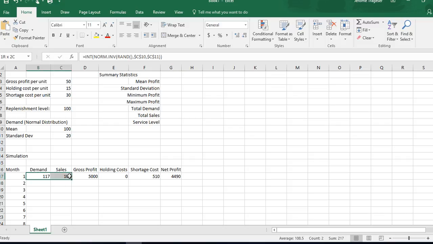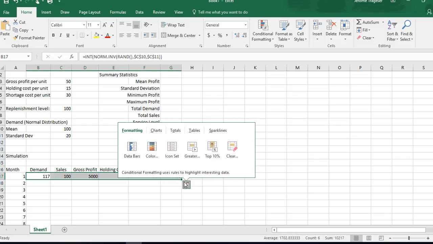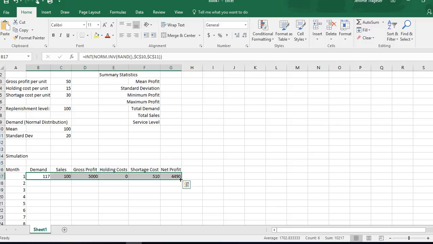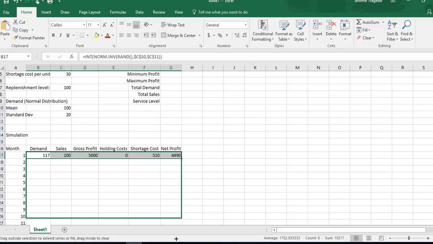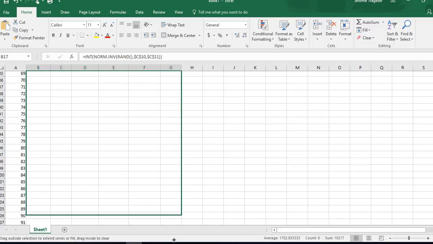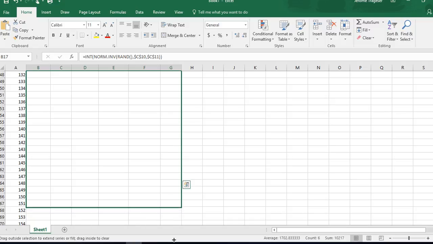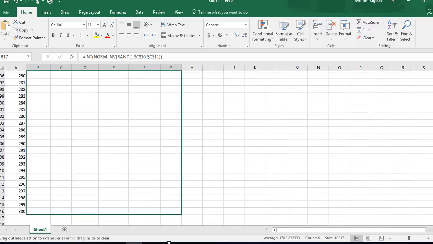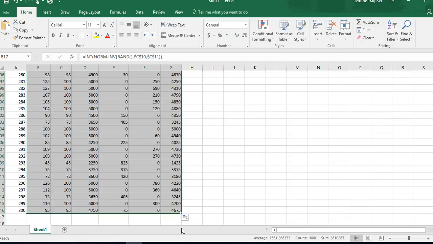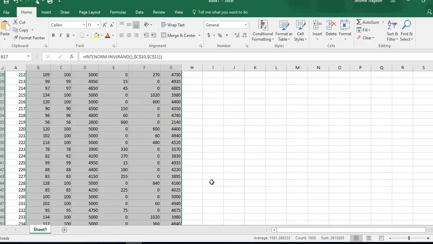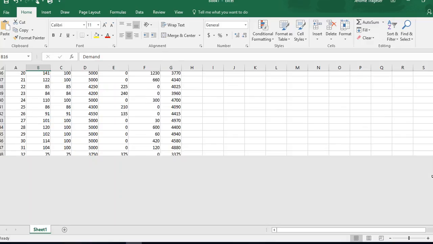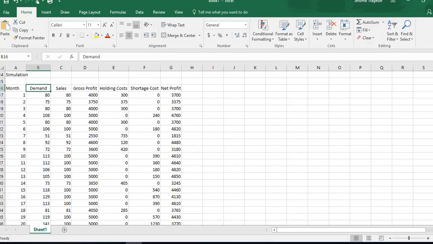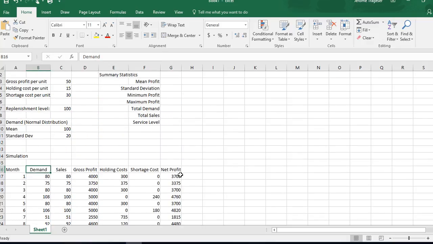So we can go ahead, copy all this down for our 300 months. And we have all of our information. Control up gets me back up to the top.